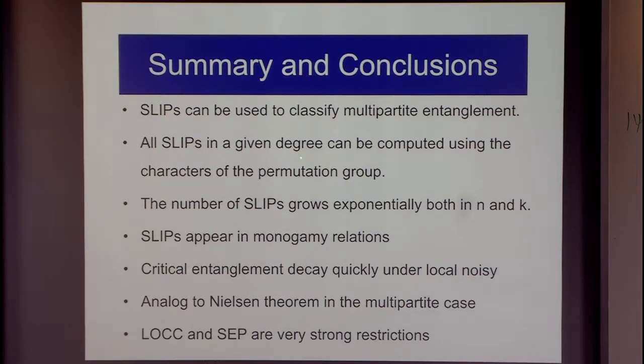Essentially it can be for a given degree. We can compute them using essentially the characters. The number of slips goes exponentially. They also play an important role in something called monogamy of entanglement.